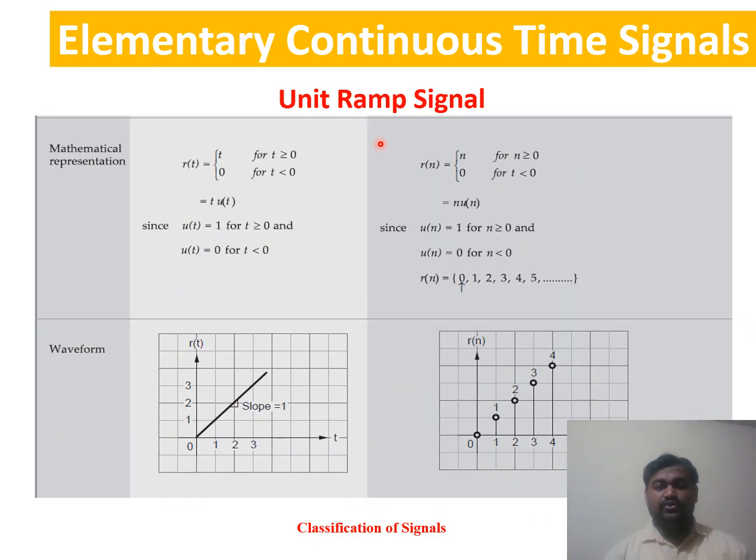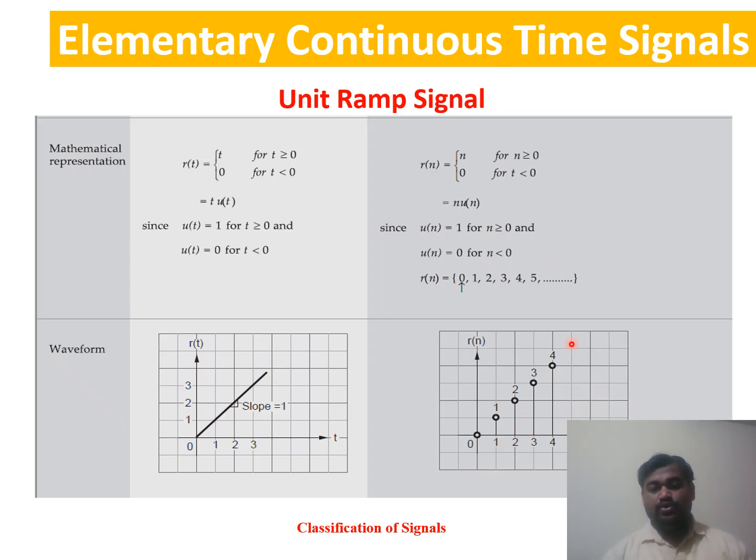The next signal is the unit ramp signal, represented by the letter r of t for continuous, and r of n for discrete. r of t equal to t for t greater than or equal to 0, and 0 for t less than 0. If you substitute t equal to 1, you will get 1. Substitute t equal to 2, you will get 2. If you substitute t equal to 3, you will get 3. So 0, 1, 2, 3, 4, it goes on. It looks like a ramp. It is called a unit ramp.